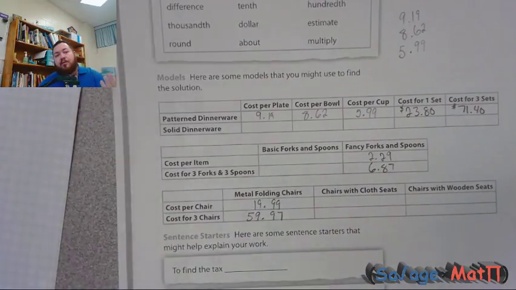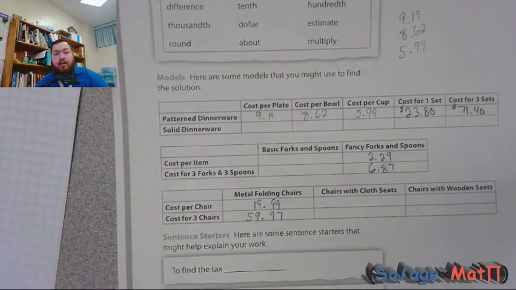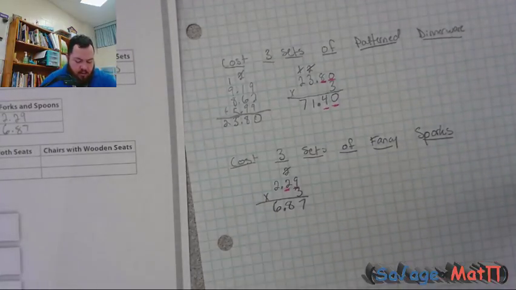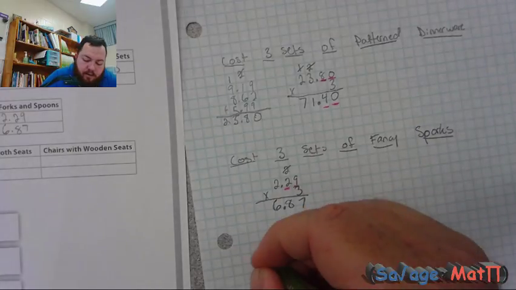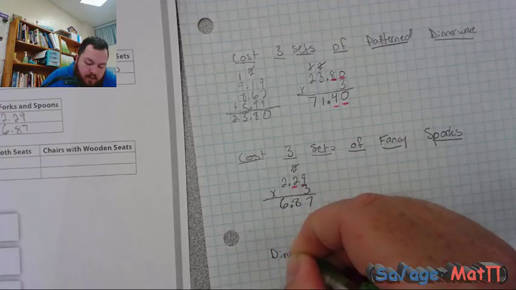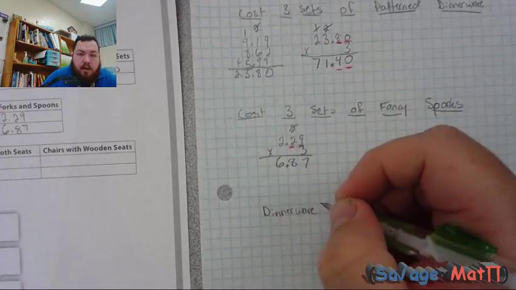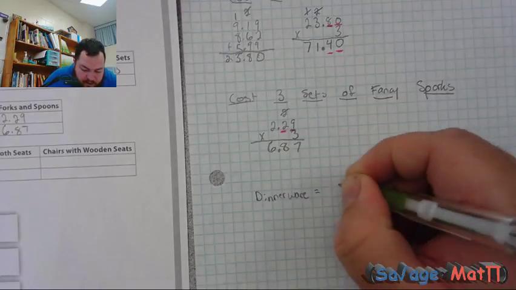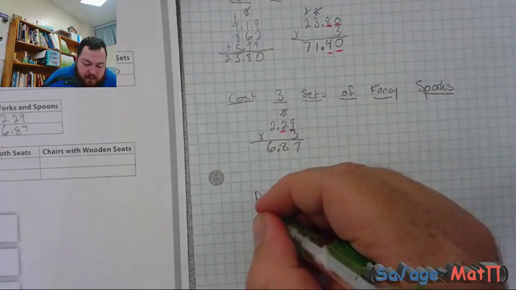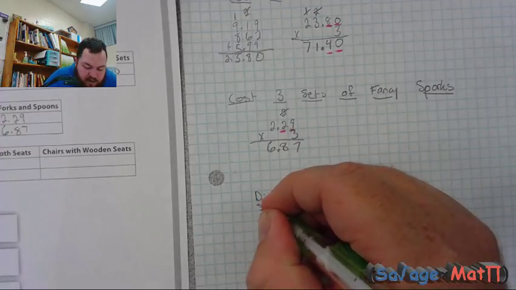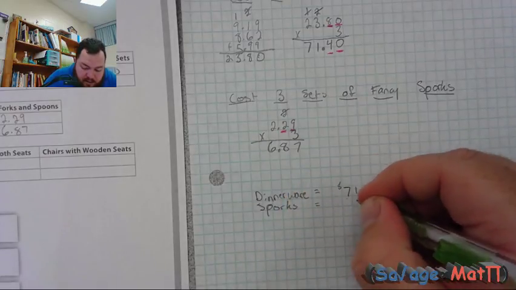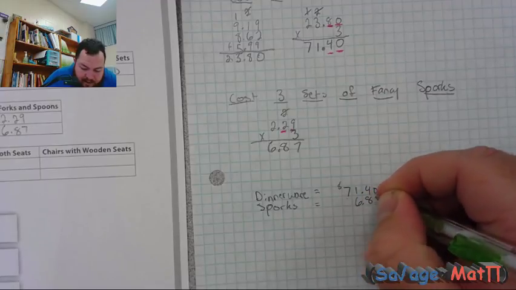So then that's my first part. Now I have to add these together so I have a complete set, okay? So for plan 1 for dinnerware, I'm going to spend $71.40 for spoons and forks. For sporks, I'm going to spend $6.87.